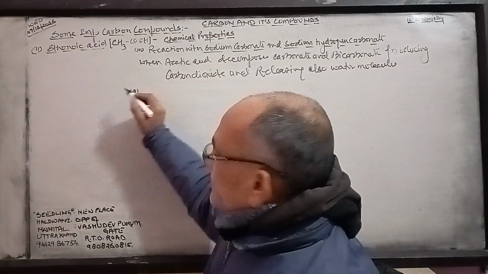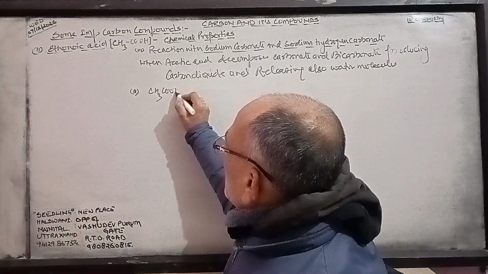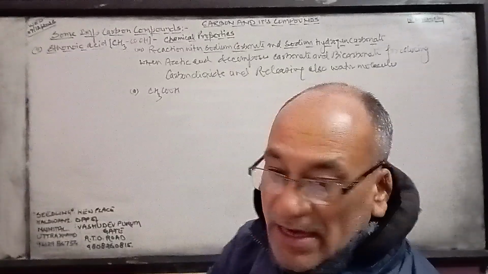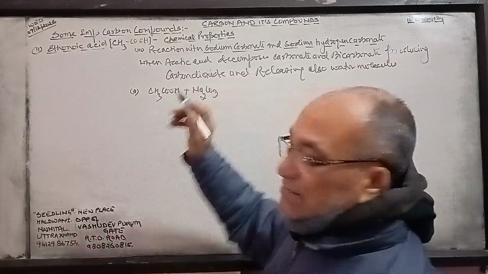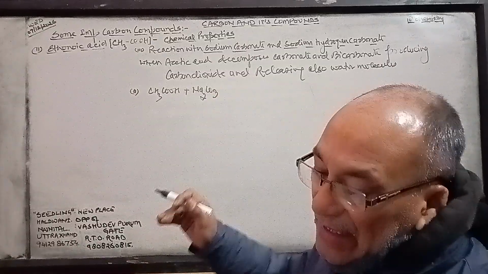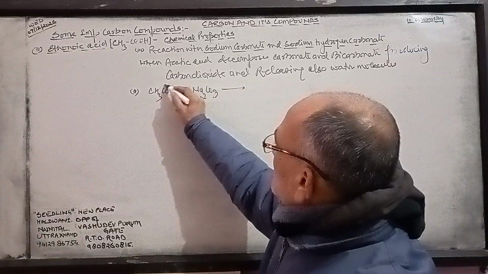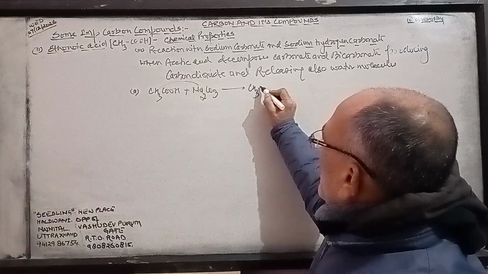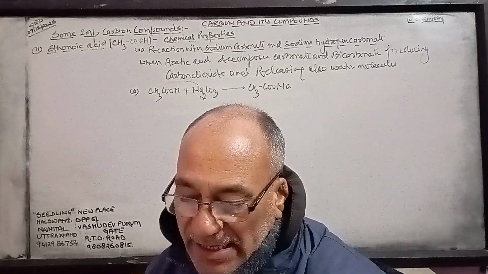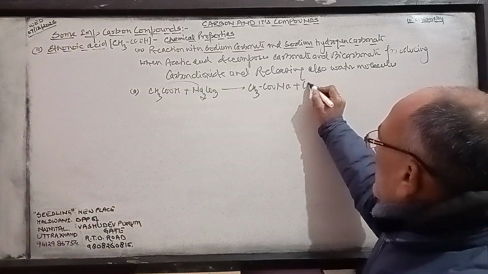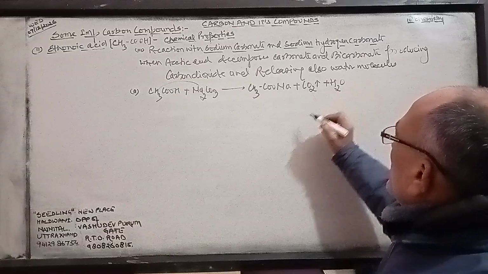The first one is when ethanoic acid reacts with your sodium carbonate. So now it's making the same CH3COONa, sodium acetate, and carbon dioxide gas, and it is also releasing the water molecule.